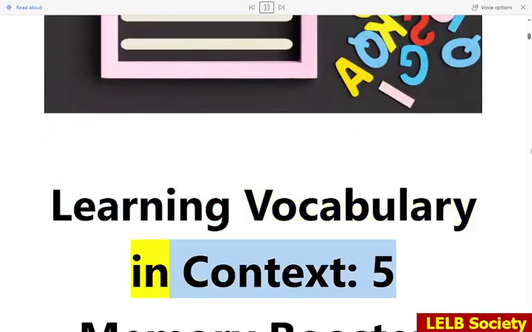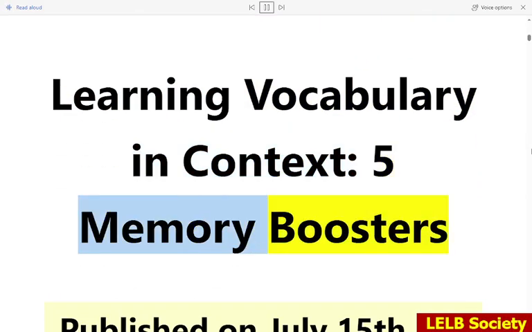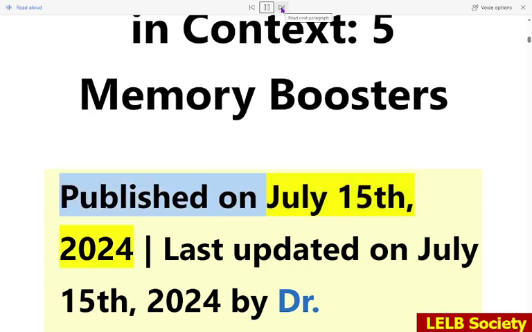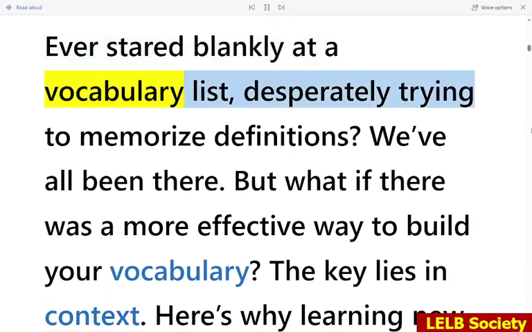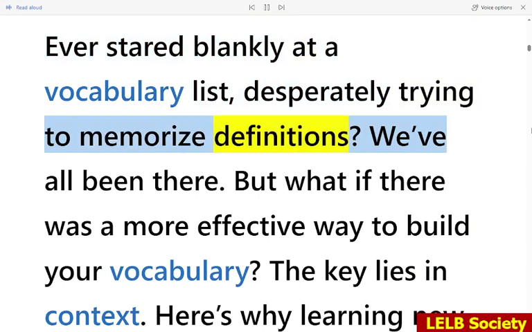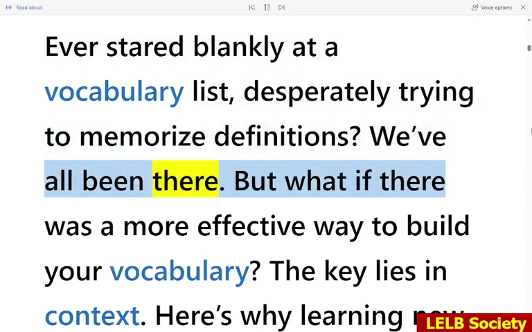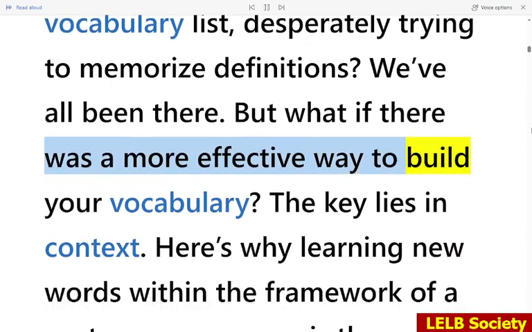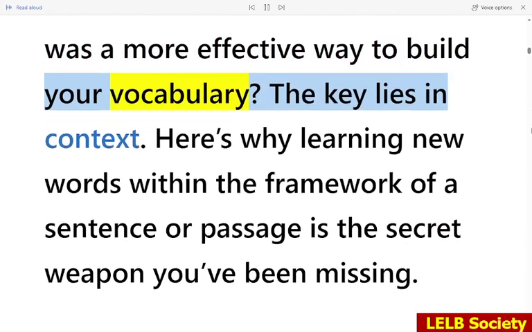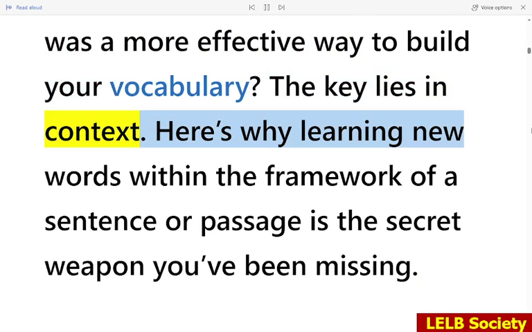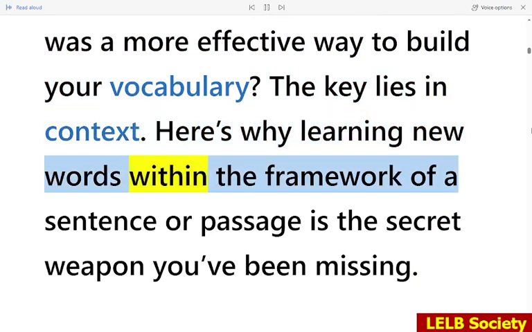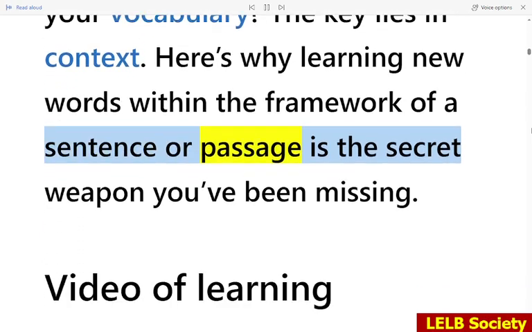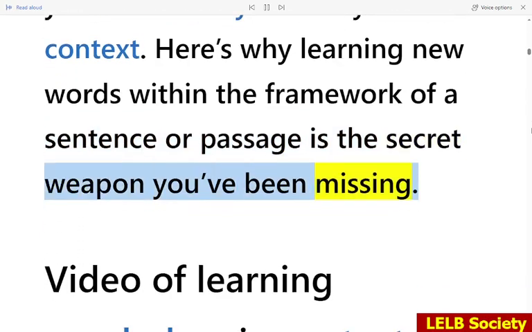Learning Vocabulary in Context: 5 Memory Boosters. Published on July 5th. Ever stared blankly at a vocabulary list, desperately trying to memorize definitions? We've all been there. But what if there was a more effective way to build your vocabulary? The key lies in context. Here's why learning new words within the framework of a sentence or passage is the secret weapon you've been missing.